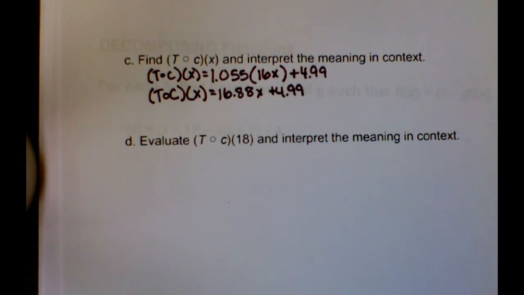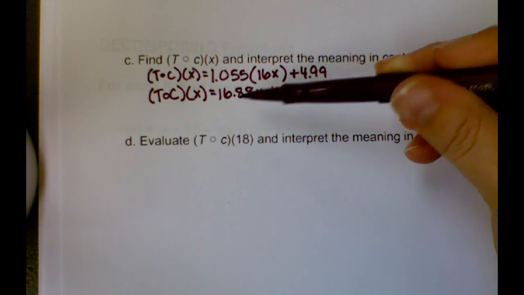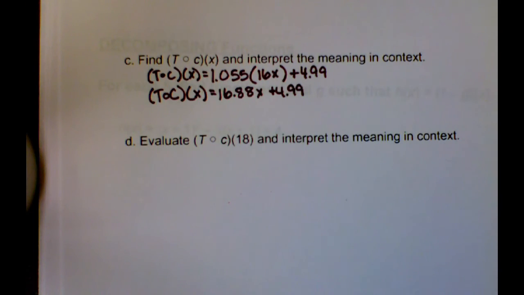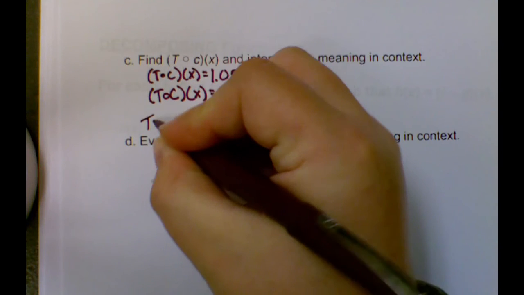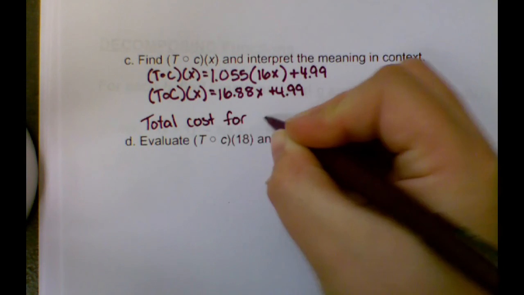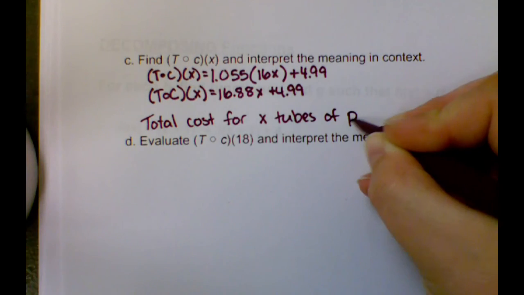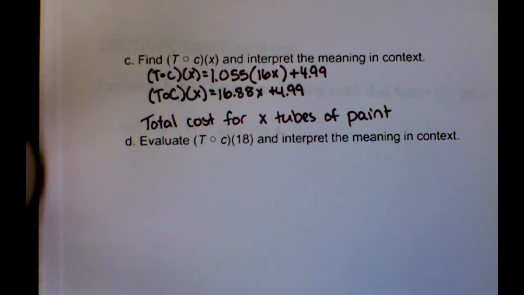The meaning in context. Well, if x is the tubes of paint and T is the total cost, this function represents the total cost for x tubes of paint. And when it says total cost, it means total cost counting shipping and everything.